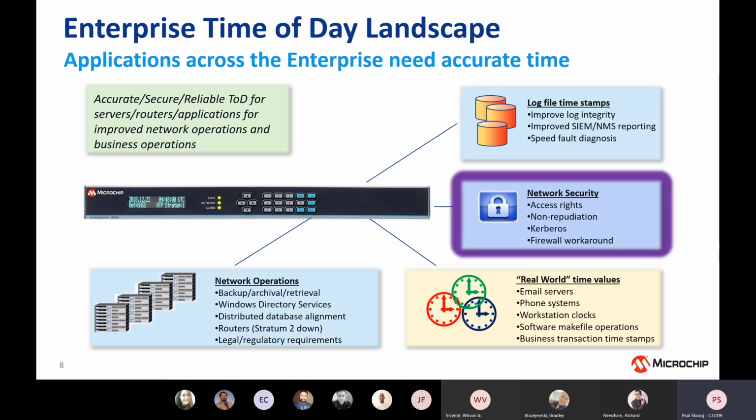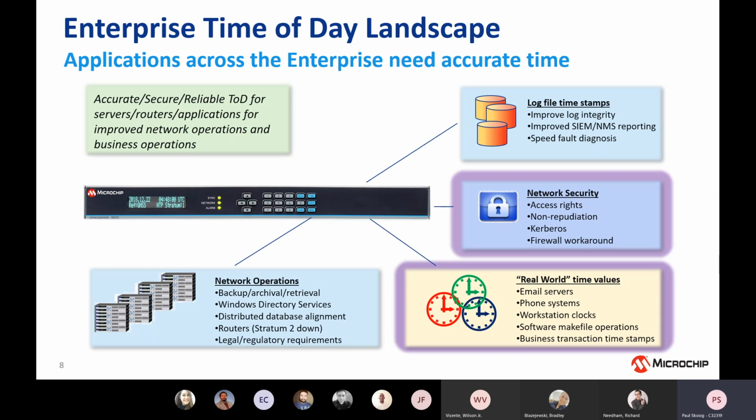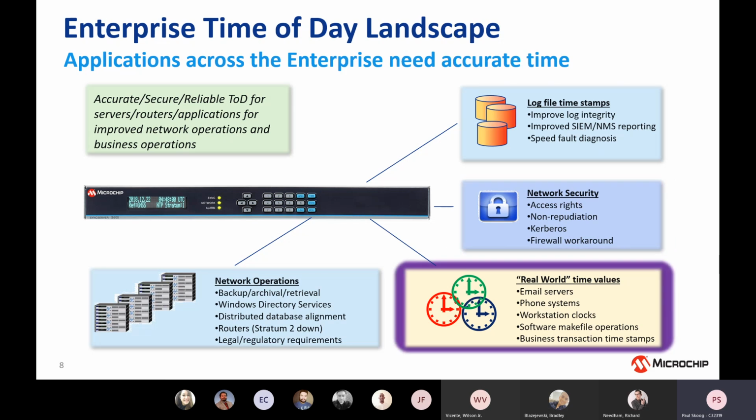And then there's other areas. Network security has various aspects that use proper timing. For example, Windows uses something called Kerberos, and that's where the time on a client has to be within a certain accuracy of a server. Otherwise, the client can't log into the server. That's a common one.